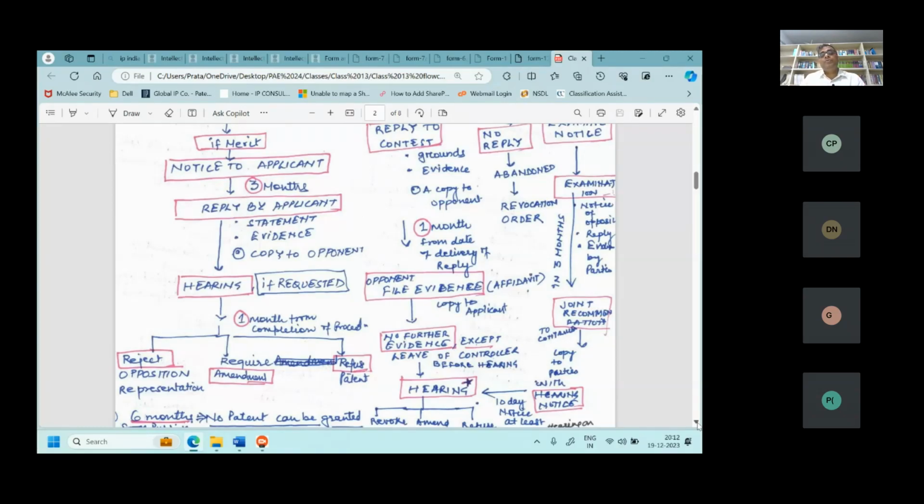Now, before the hearing, what will happen? Why was the opposition board constituted? The board will be forwarded all the documents received. What will the board do? It will receive the notice of opposition, reply, evidence, and further evidence filed by the opponent, and any other evidence or document which has been submitted. From the date of the last document received, within 3 months, they will give a joint recommendation to the controller.